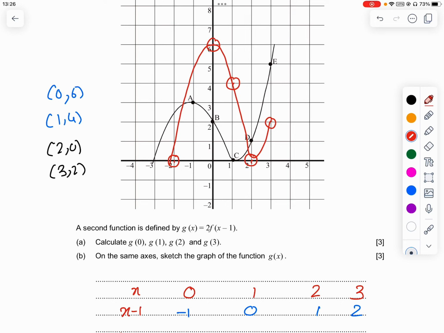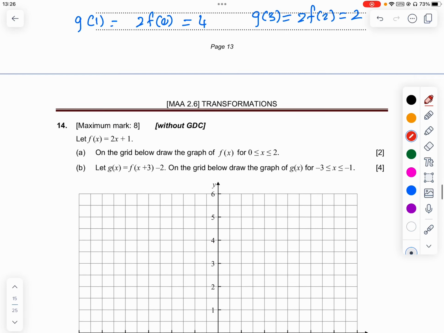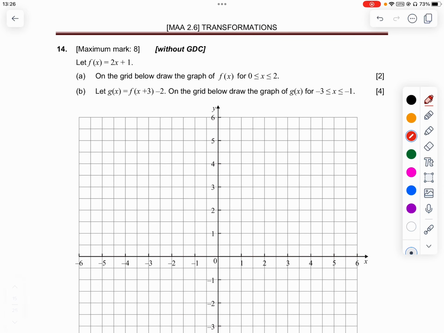That should be the way how it should be done. Now question number 14. f of x is equal to 2x plus 1. On the grid below, draw the graph of f of x. x lies between 0 to 2. If it is 0, it's going to be 1. If it is 1, it's going to be 3. And if it is 2, it's going to be 5. So join the straight line.